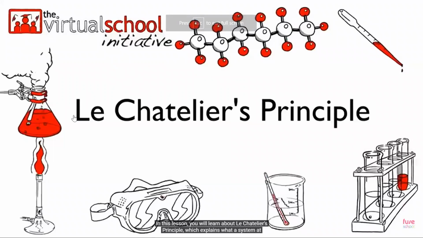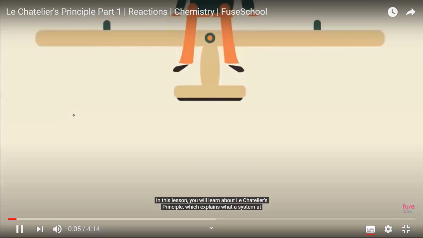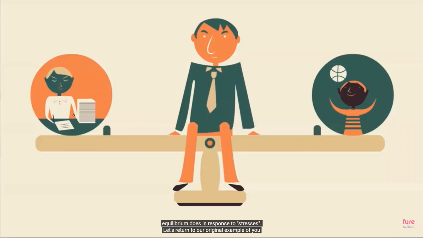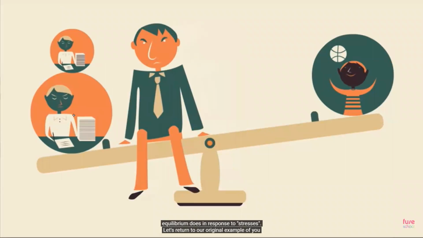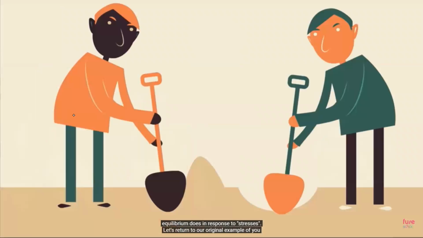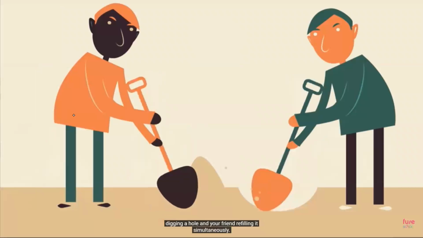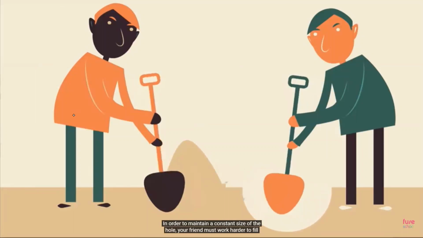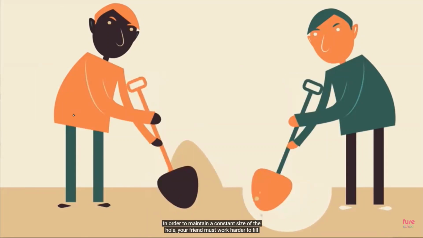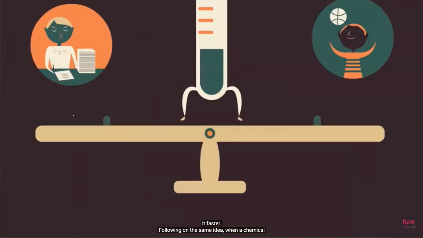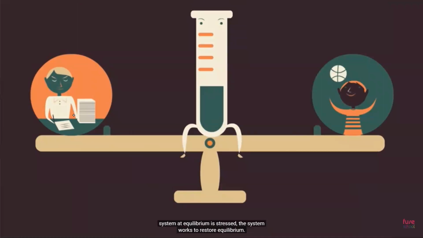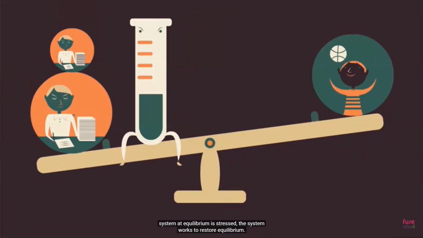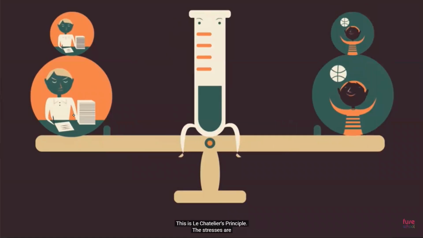In this lesson, you will learn about Le Chatelier's principle, which explains what a system at equilibrium does in response to stresses. Let's return to our original example of you digging a hole and your friend refilling it simultaneously. If you start digging at a rate faster than refilling, the hole gets larger. In order to maintain a constant size of the hole, your friend must work harder to fill it faster. Following on the same idea, when a chemical system at equilibrium is stressed, the system works to restore equilibrium.